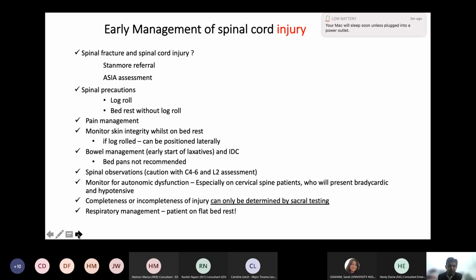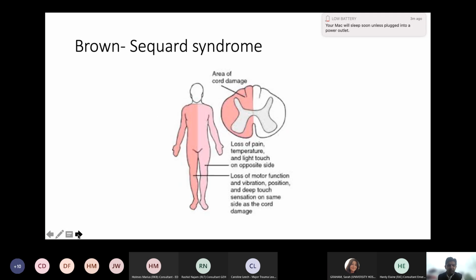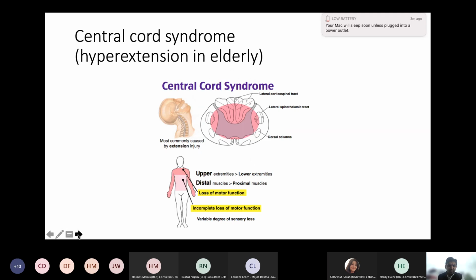I'm going to skip that a little bit. We can talk about that if necessary. A bit about the spinal cord syndromes and what you pick up on the neurology. Not so important from the emergency department. I'm sure you all know this type of thing.